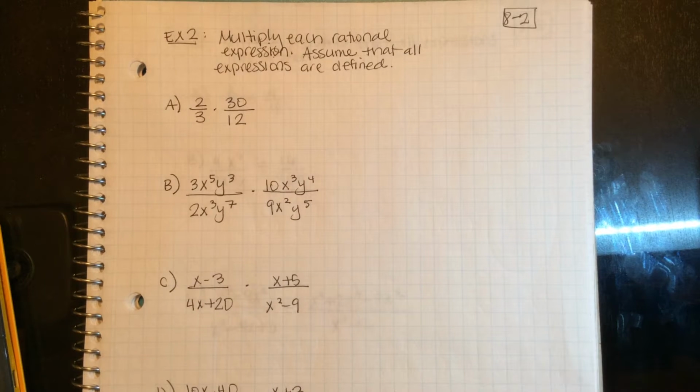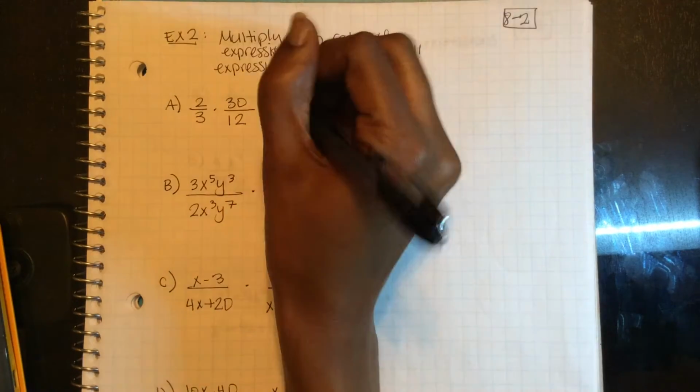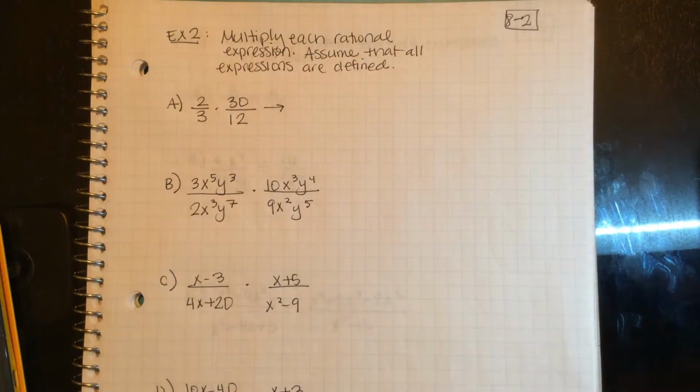Hey guys, welcome back to our video notes 8-2 example 2, where we are multiplying rational expressions. In these cases, we're just going to assume that all expressions are defined, so we're not going to worry about when my x value is undefined. When we're multiplying fractions, we just multiply our numerators.